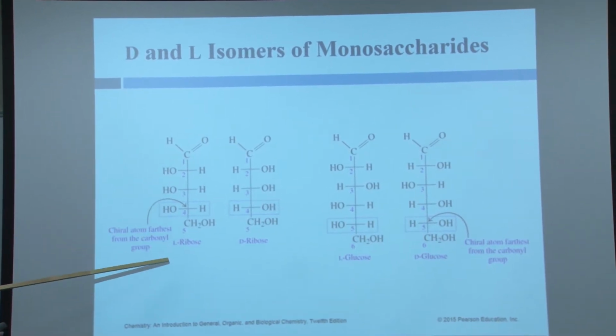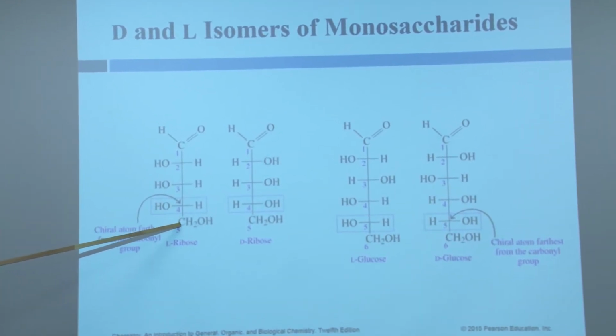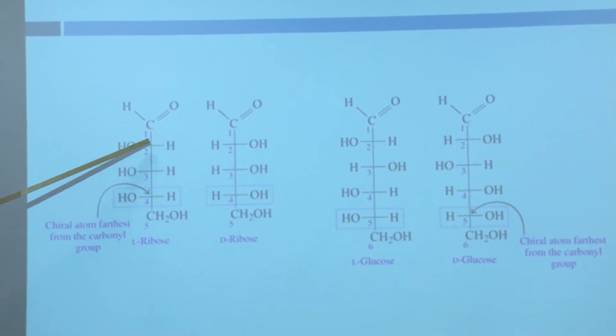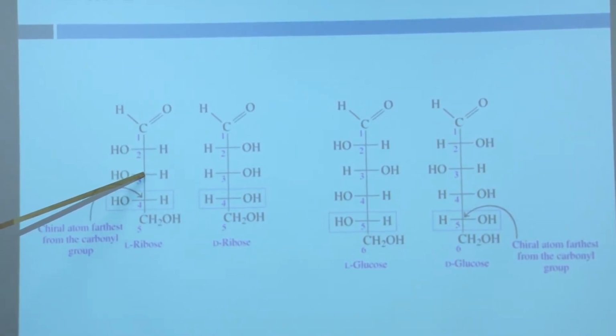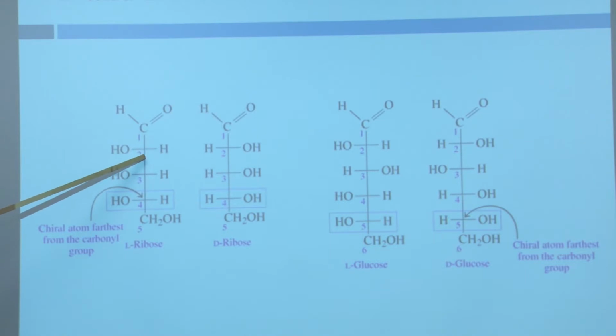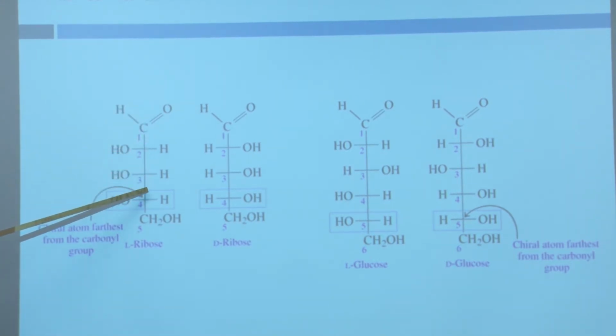Now I'm going to see what this molecule is. 1, 2, 3, 4, 5 carbons. These are the chiral carbons, these are the 3 chiral carbons. This is the carbonyl group, and we are going down from the carbonyl group to the carbon atom that is chiral. This is not a chiral carbon atom. This is the last chiral carbon atom coming down from the carbonyl group.